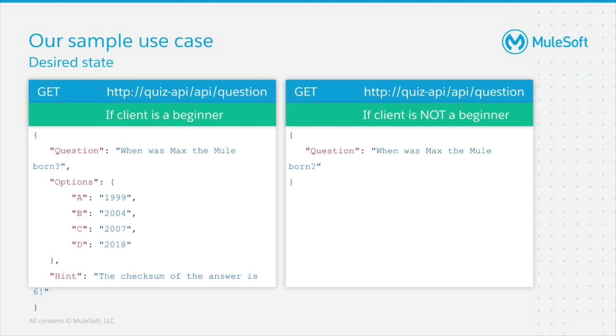The goal will be to create a custom policy that can manipulate the response body based on the level the requester is providing us. So for example, if the client is a beginner, we want the response body to also include some options for the answer and a hint. If the client is not a beginner, because it is an expert, for example, we want the response body to only return the question without any options for the answer and without any hint. And that's basically our use case.